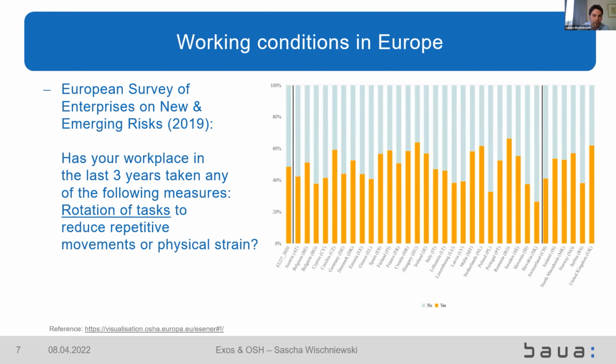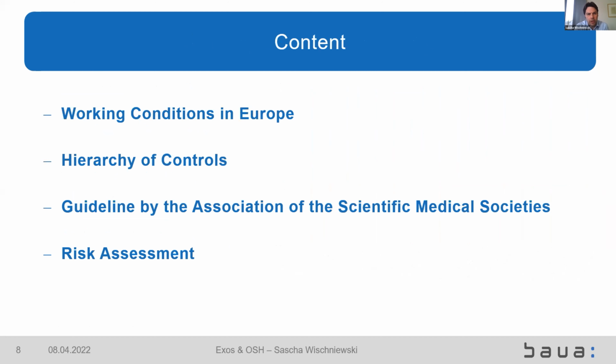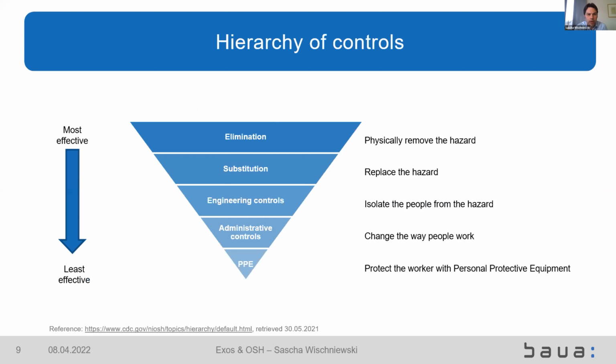And the last slide in this field is that if you have repetitive movements and physical strain, what they also try to do is rotation of tasks as a standard measure of ergonomic work system design. As you can see from these measures, they're very closely linked to the so-called hierarchy of controls. I brought this to you here from NIOSH, because basically if you identify a risk at the workplace, you have different options to cope with this kind of risk.